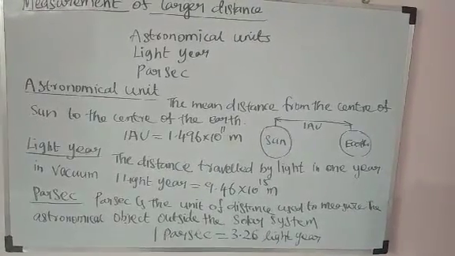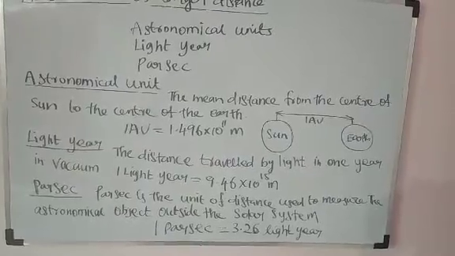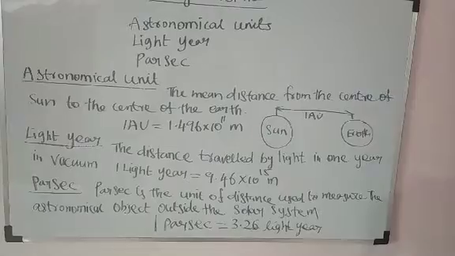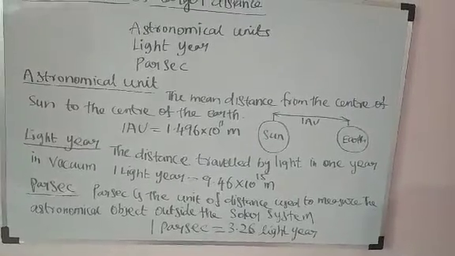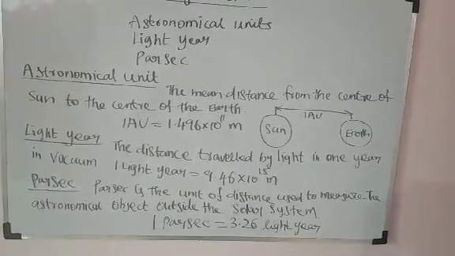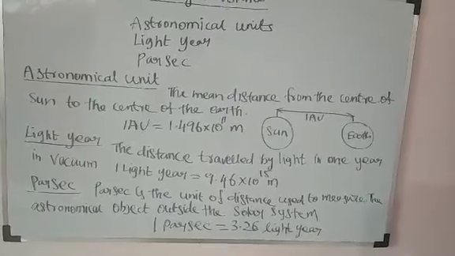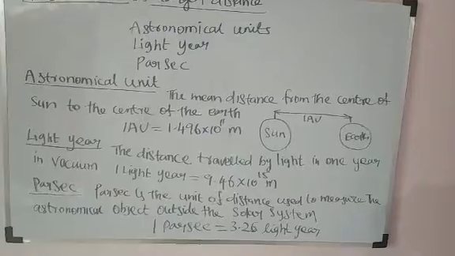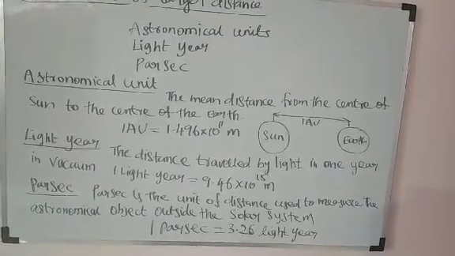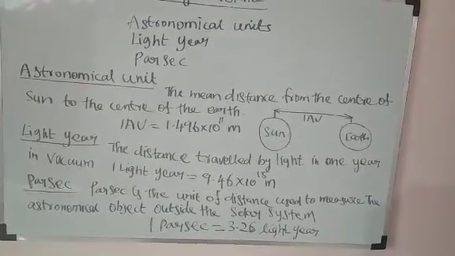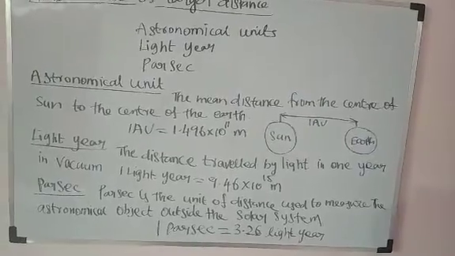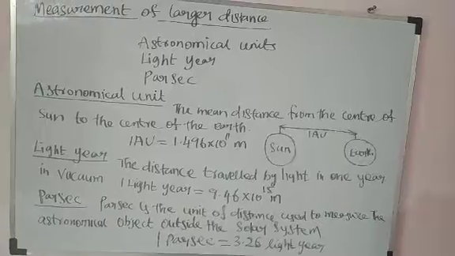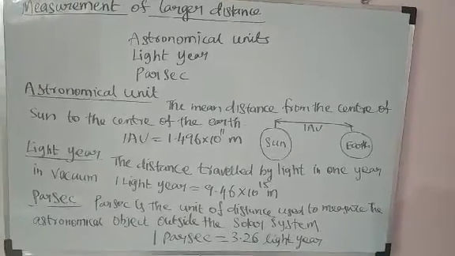What is light year? The distance travelled by light in 1 year in vacuum is called light year. Its value is 9.46 x 10^15 meter. Then parsec. Parsec is a unit of distance used to measure astronomical objects outside of the solar system. Its value is 3.26 light years.